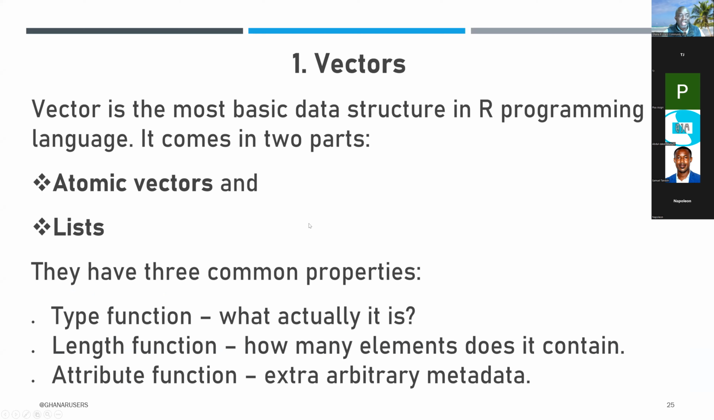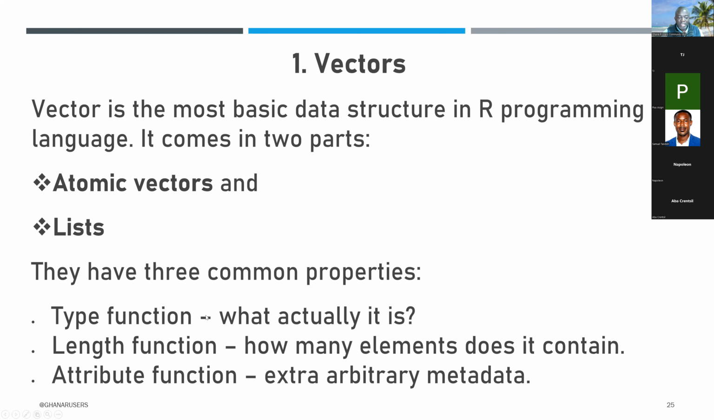Now, vector is the most basic data structure in R. So we always say R is a vectorized language because vector is the commonest data structure. Of the vectors, we have atomic vectors and we have lists. So list is a data structure by itself, but it's also a type of vector.